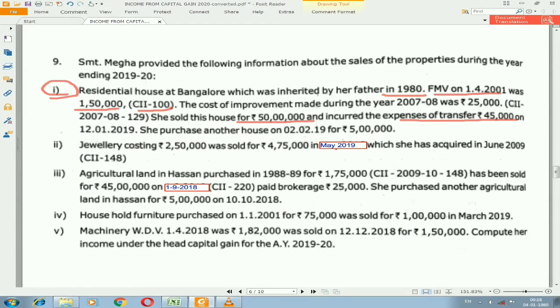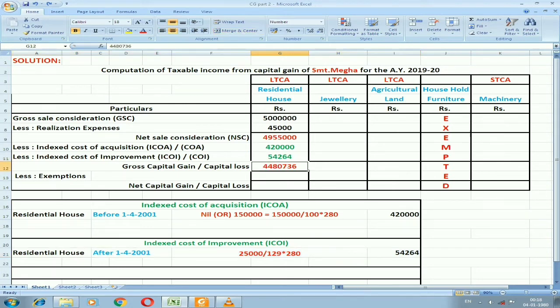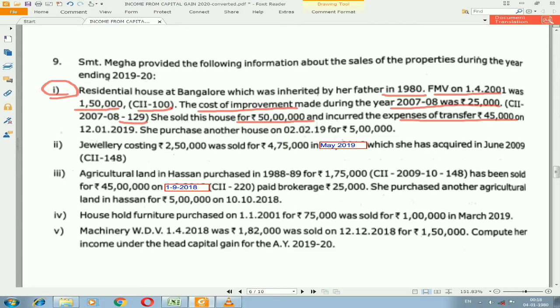Then I need to go with the improvements. Here one improvement is there, which is done after 2001. Then we can calculate it: 25,000 divided by 129 into 280. So as the improvement is done after 2001, we'll get an amount of 54,264. After taking that amount in the column, we need to deduct those two amounts from the net sale consideration. We'll get 44,80,736.